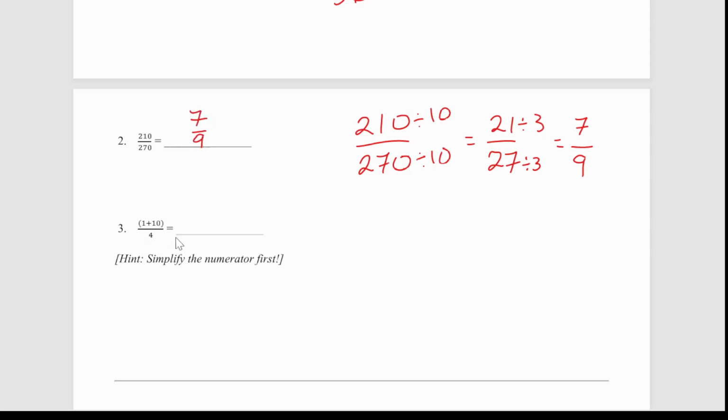For something like this last one, you're going to want to make sure that you actually simplify the numerator first. So 1 plus 10 is 11 over 4, and I would say that's already fully simplified. If you were really motivated and you want to write it as a mixed number, 4 goes into 11 2 times. 11 minus 8 is 3. That would be the same thing as 2 3/4, but you don't have to do that.